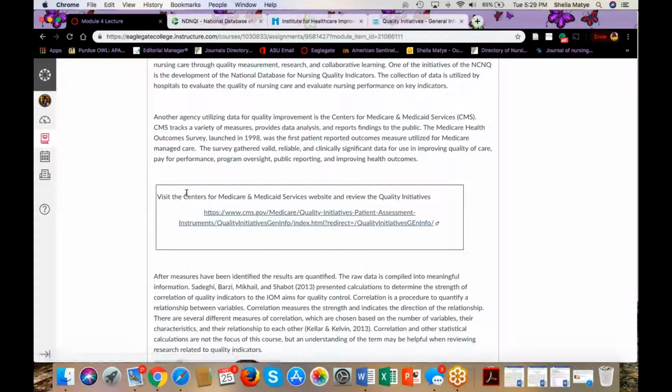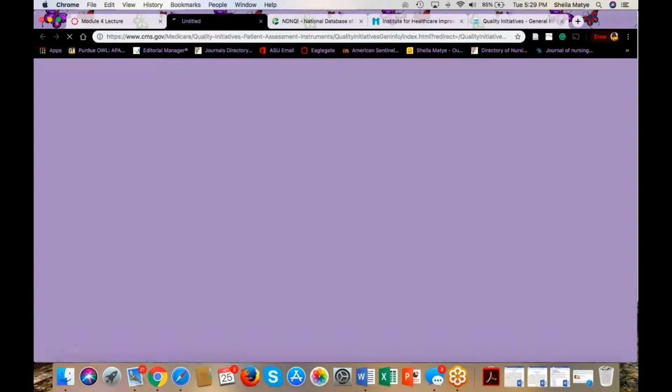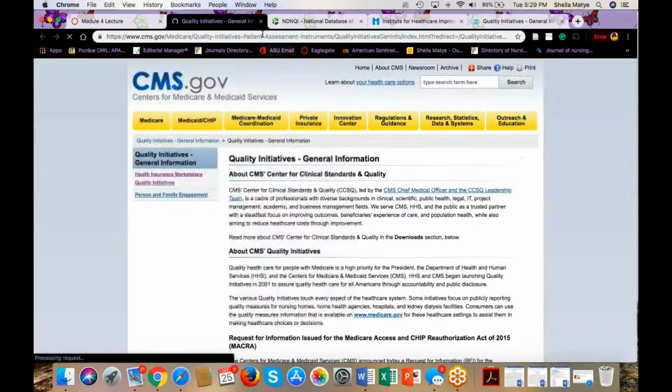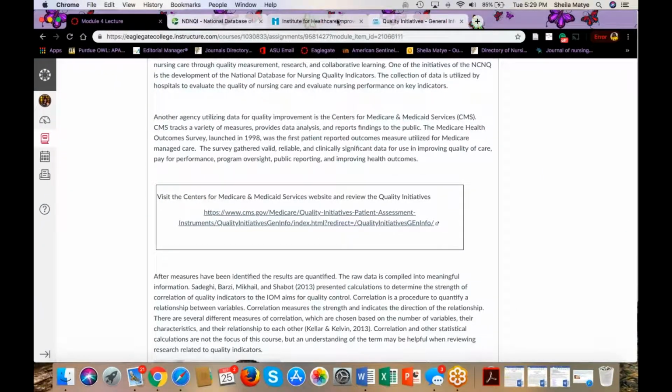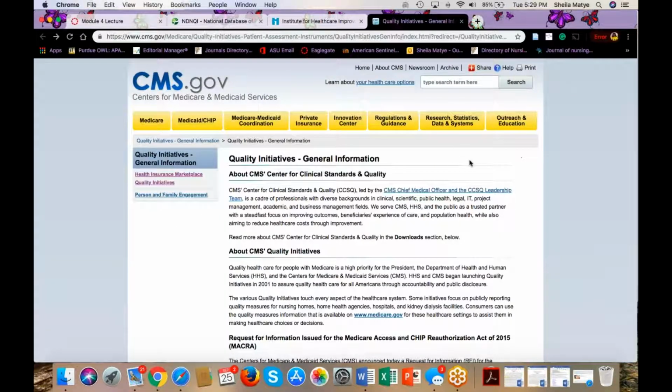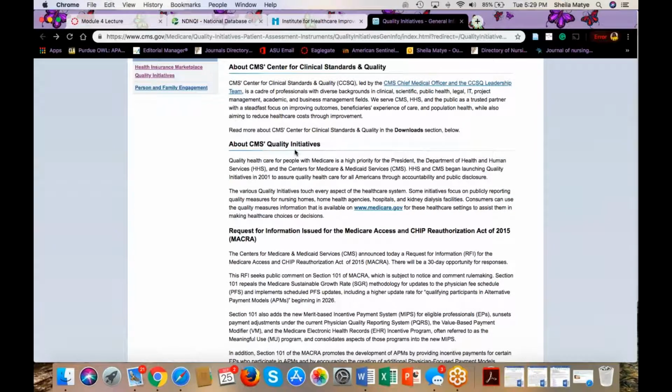Here's another one. Visit the Centers for Medicare and Medicaid Services website and review the quality initiatives. Let's click on, I think I already clicked on those. So here's this CMS one. This is loaded with information. This has a wealth of information about quality initiatives right here, it talks about those. Medicare.gov is a scholarly web link.